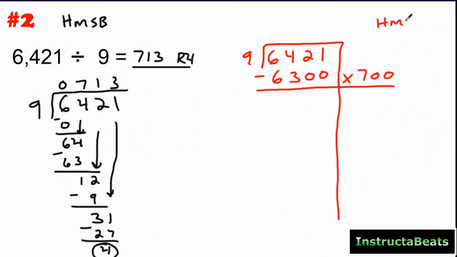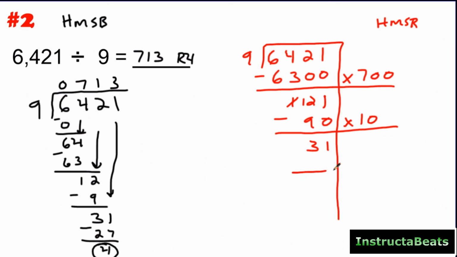Again, I'm following my steps. How many groups? Multiply, subtract, repeat. And I have 121 left over, which is not less than 9, so I need to repeat. Skip a line, draw a line, put my times. I'm going to say that I have 10 groups right here. When I multiply, that's 90. When I subtract, more on the floor, go next door, there you go. Get 10 more. I have 31 left over. 31 is not less than 9, so I need to repeat.